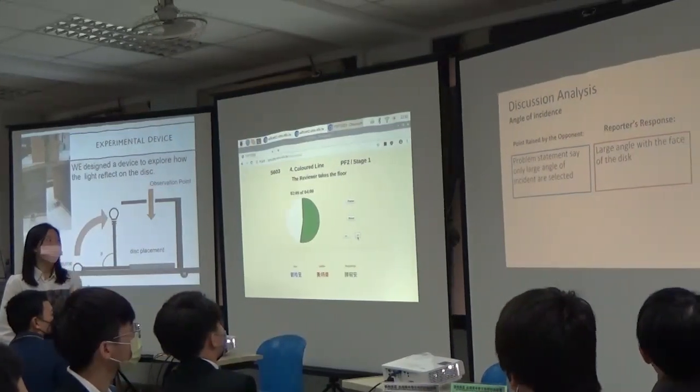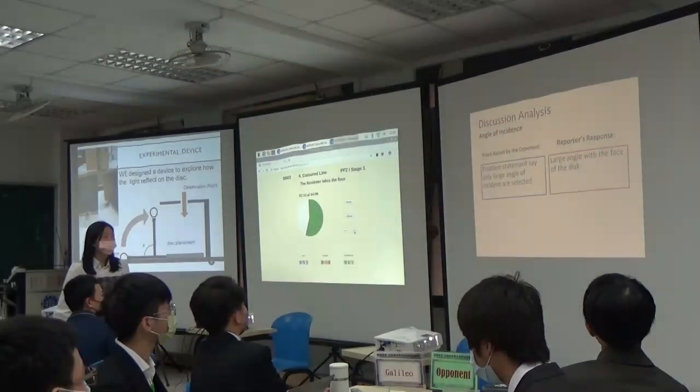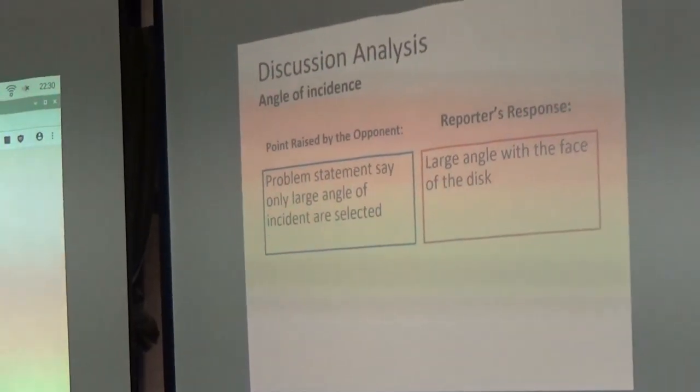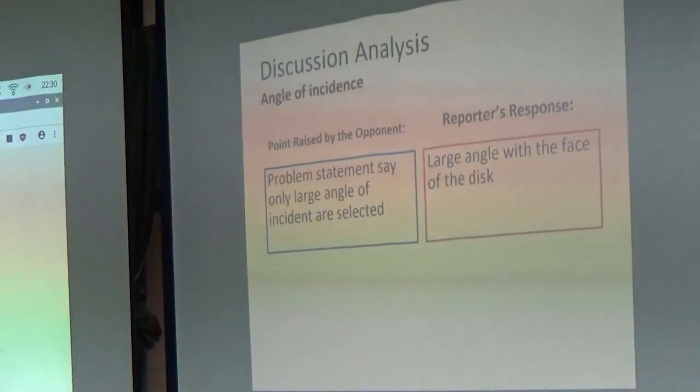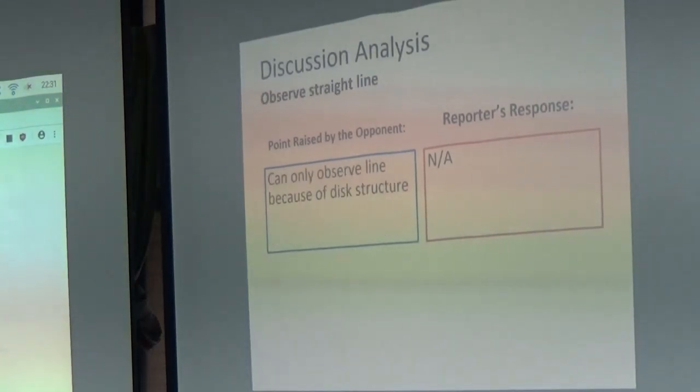Next, the discussion analysis. The opponent raised that the problem statement says only a large angle of incidence is selected, and the reporter's response was that large angles work with the base. Okay, moving on to the next one. The opponent raised that large angles should be nearly 90 degrees, and they don't see why they don't observe the phenomenon, and there was no accurate response from the reporter.